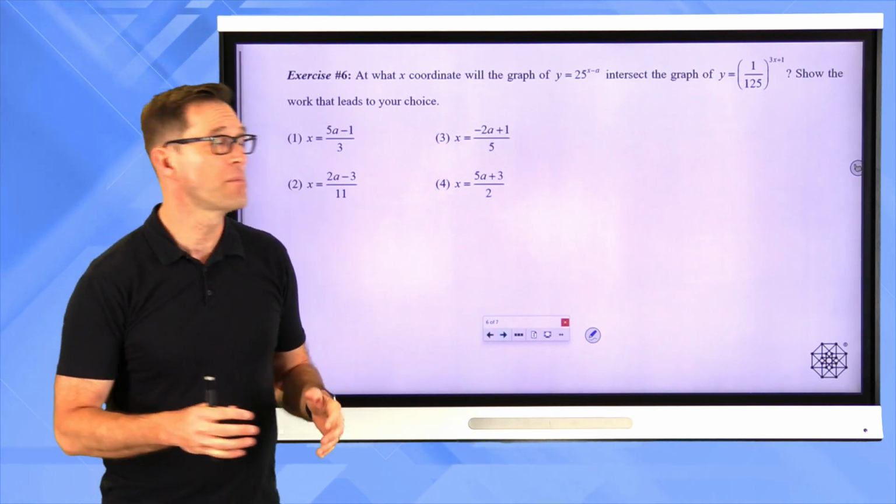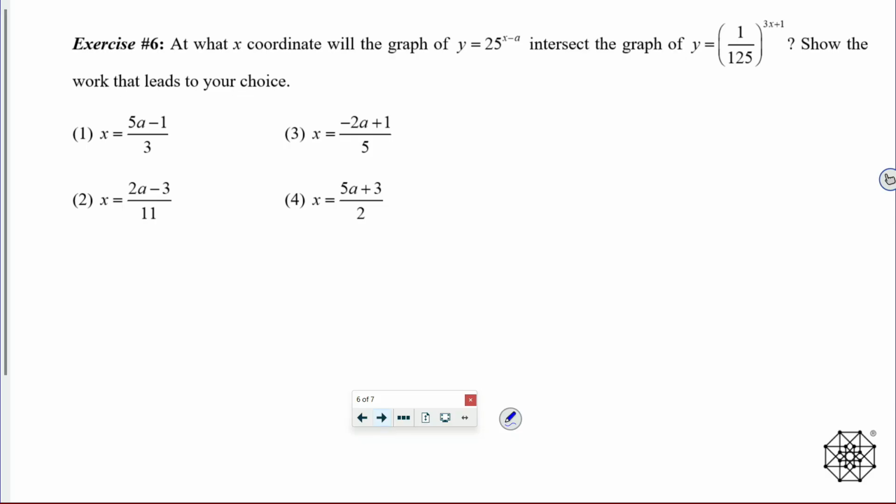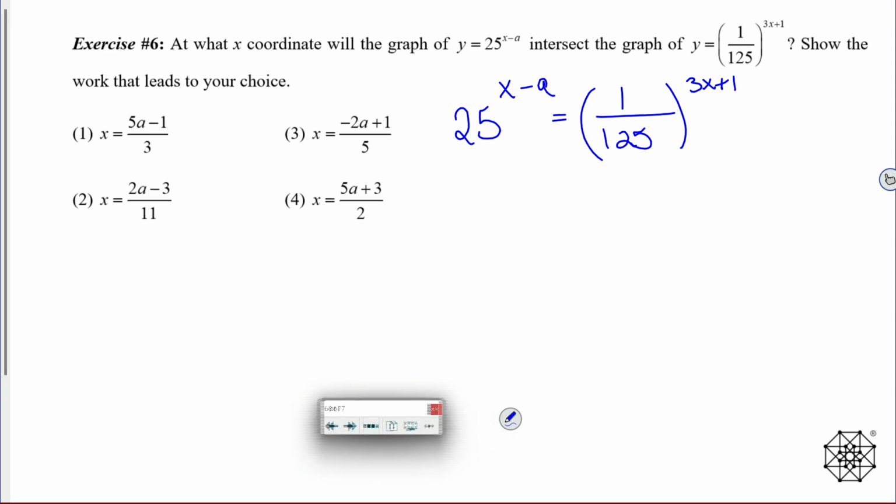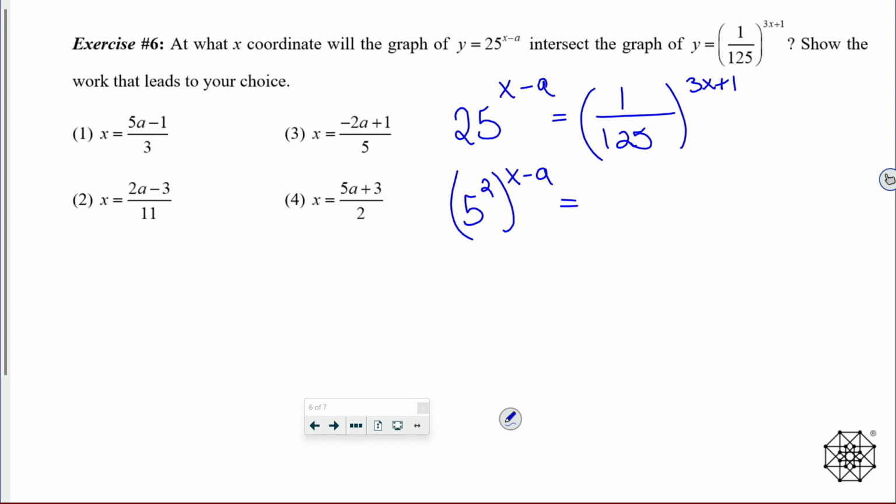All right, well, just like before, in order to find the x-coordinate of the intersection, we're going to take 25 to the x minus a and set it equal to 1 over 125 to the 3x plus 1. Now, both 25 and 125 are nice integer powers of 5. So 25 is 5 squared, and 1 over 125 is 5 to the negative third, because 125 is 5 to the third.